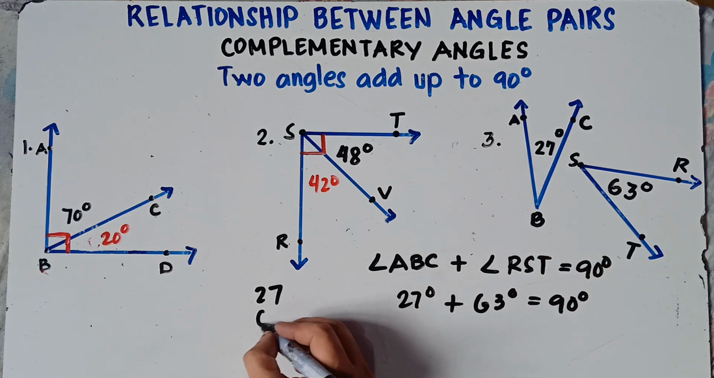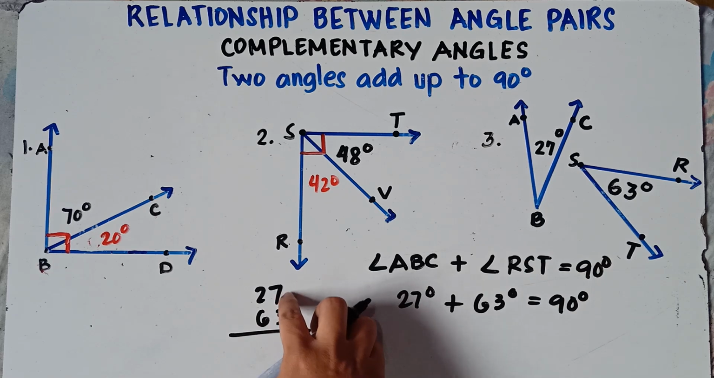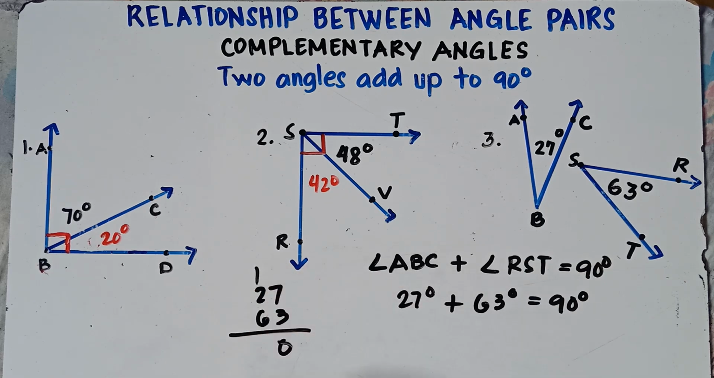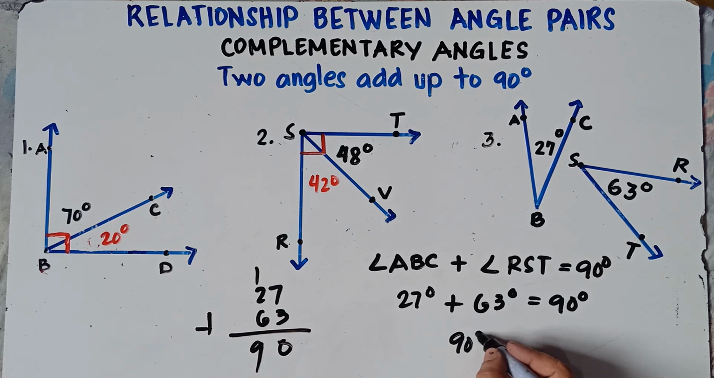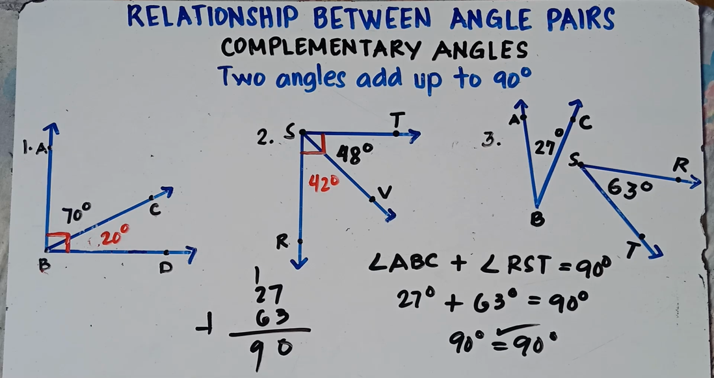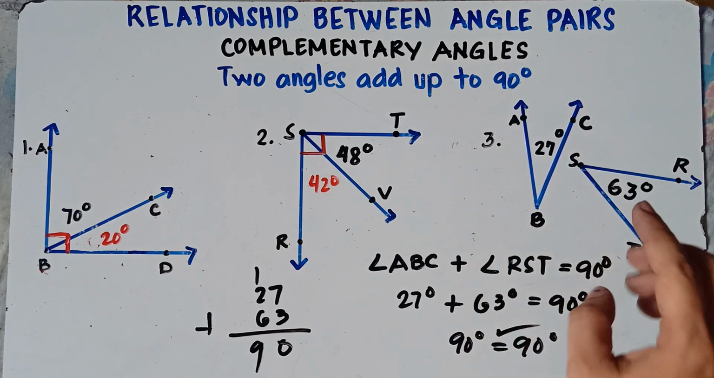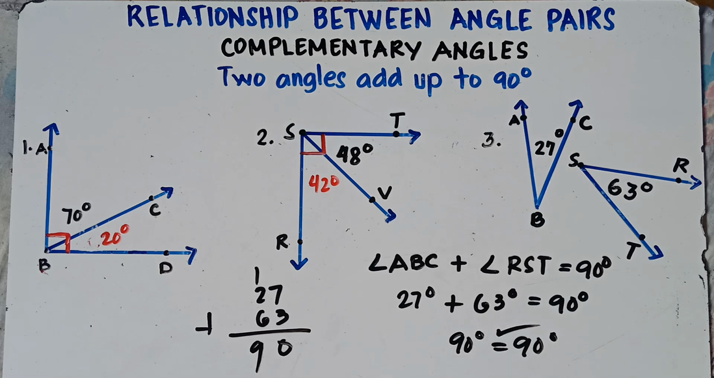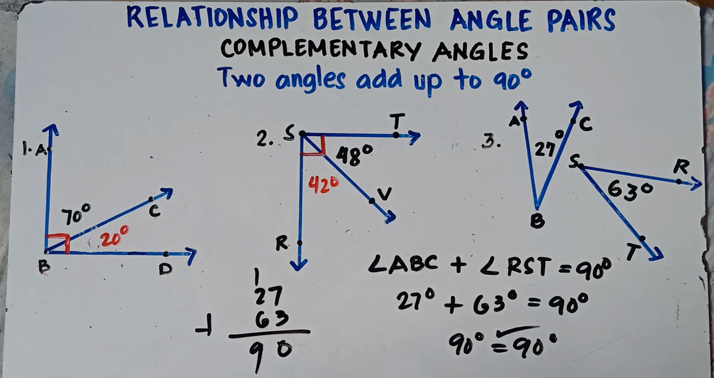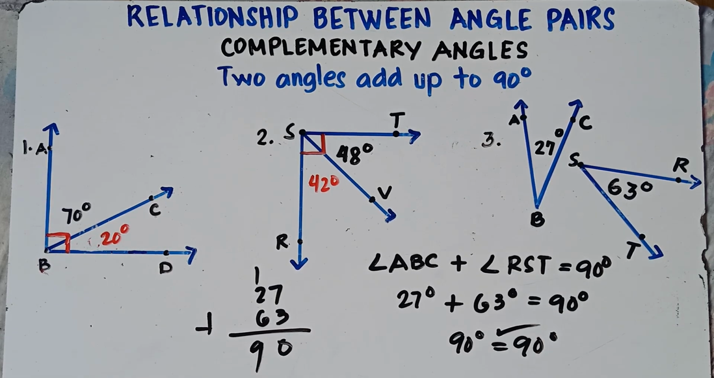So 27 plus 63: 7 plus 3, that's 10, 0 carry 1, 1 plus 2 is 3, plus 6 is 9, 90 degrees. So therefore, 90 degrees equals 90 degrees. Alright, so therefore, the two angles are complementary angles. Angle ABC and angle RST are complementary angles. Alright, so I hope you got that one, class, for complementary angles. So let's proceed now to the supplementary angles.